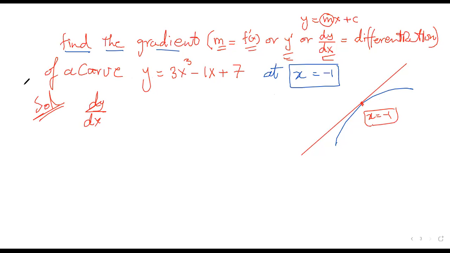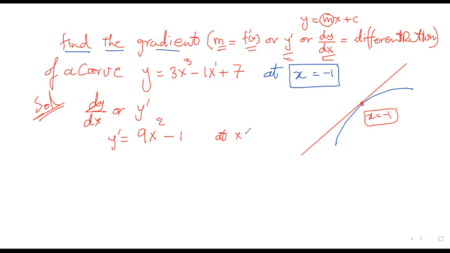Or we may call it y prime. Okay, so y prime is equal to... who does the differentiation? Sir, 9x to the power of 2. Yes. Then minus 1x, that gives 1, because x to the power of 0 is 1, and 1 times 1 is 1. That is the differentiation, nothing after it.